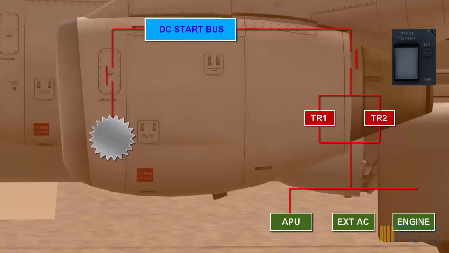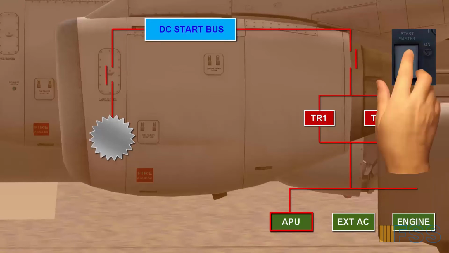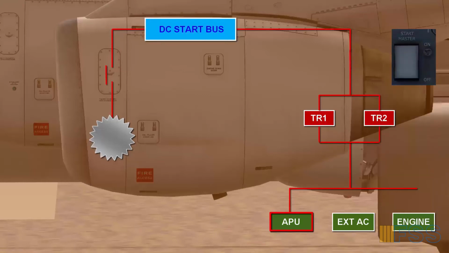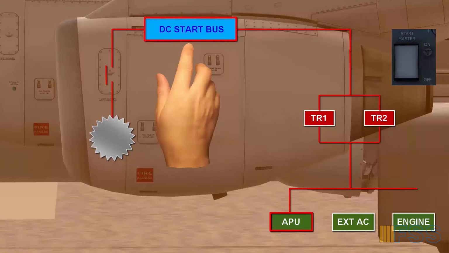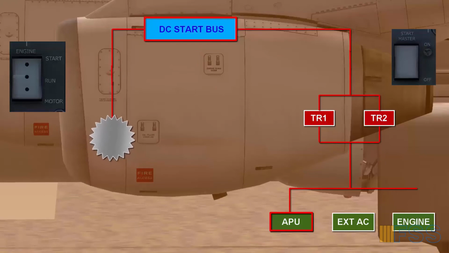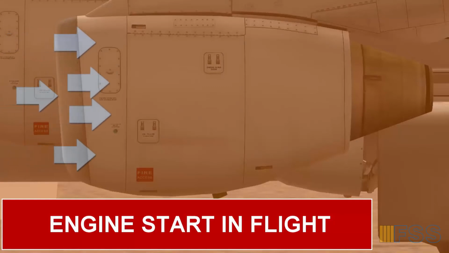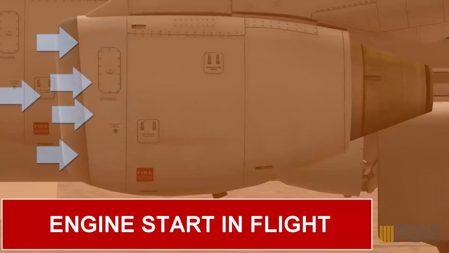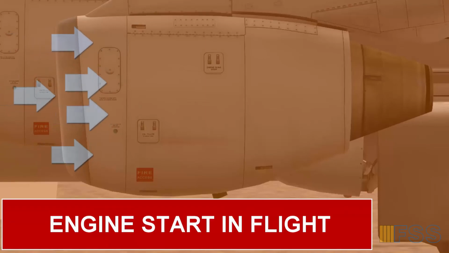The logic sequence to initiate the starter motor operation is: first we select a single AC power source, for example APU. Then we select the start master switch on to power the DC start bus. Then finally we select the engine start switch on. More details on the engine start will be discussed later on in this video. To start an engine in flight, the airflow through the engine will be sufficient to initiate the start.